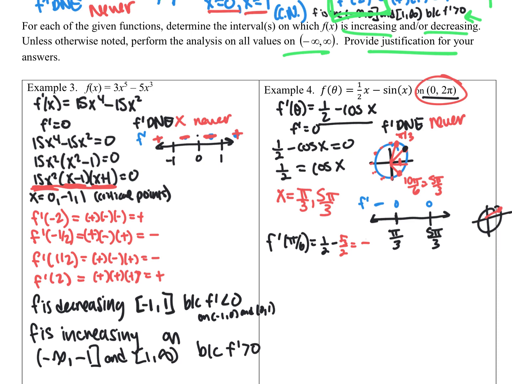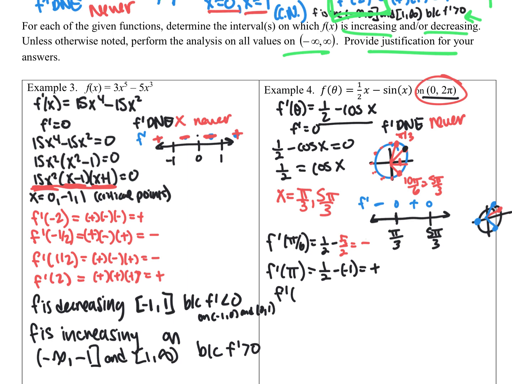Now let's test something between pi over 3 and 5 pi over 3. So let's do pi. That'll be a nice value, because remember, pi over 3 is up here and 5 pi over 3 is down here. So pi will be a nice one to plug in. So f prime of pi, that'll be 1/2 minus -1. At pi, cosine is -1, so it'll be a positive number. So it's positive in here.